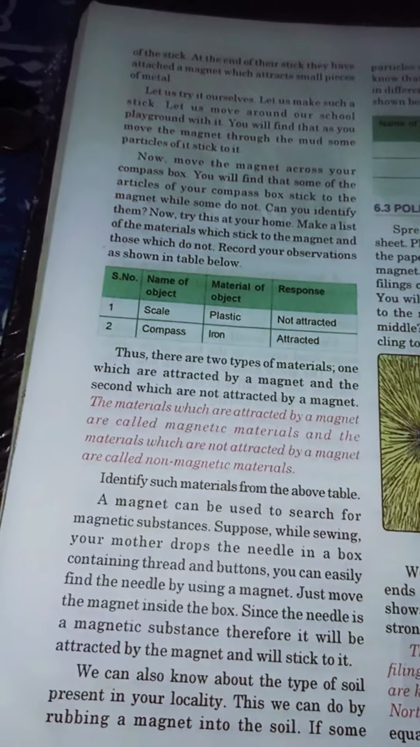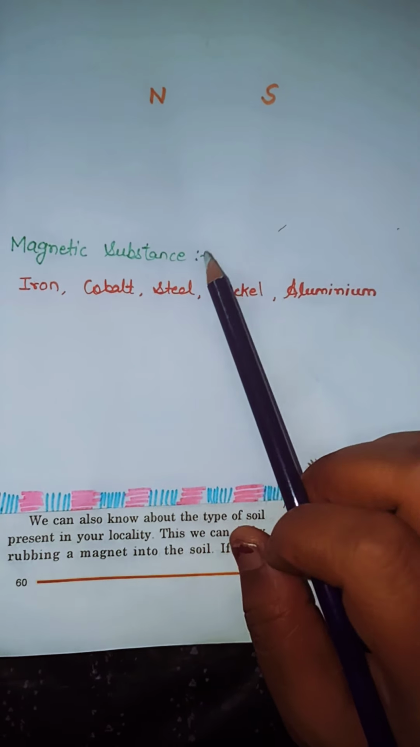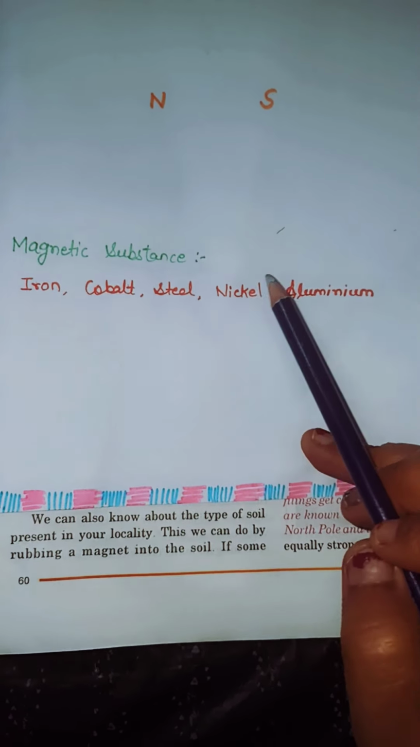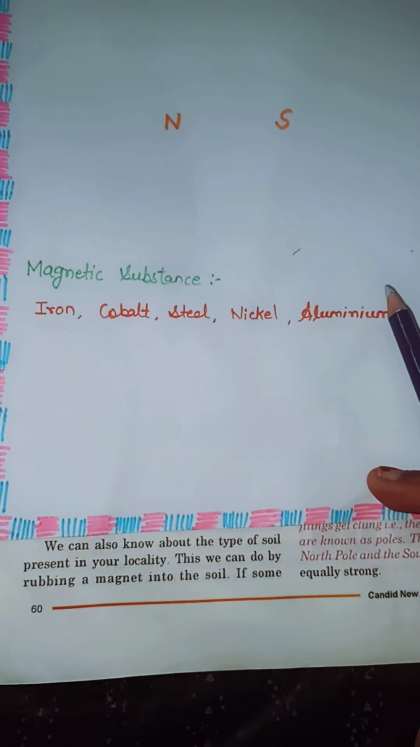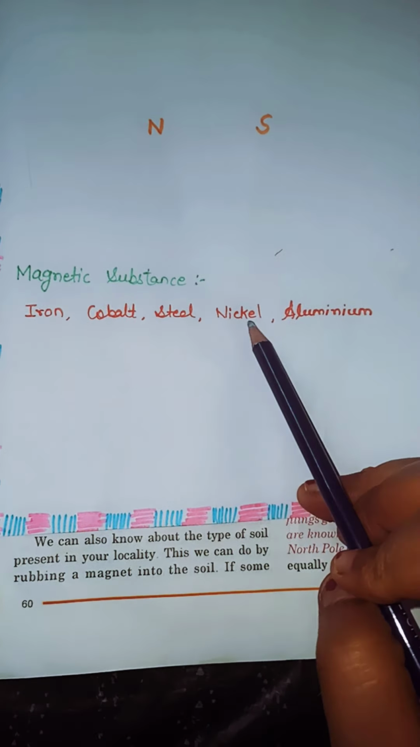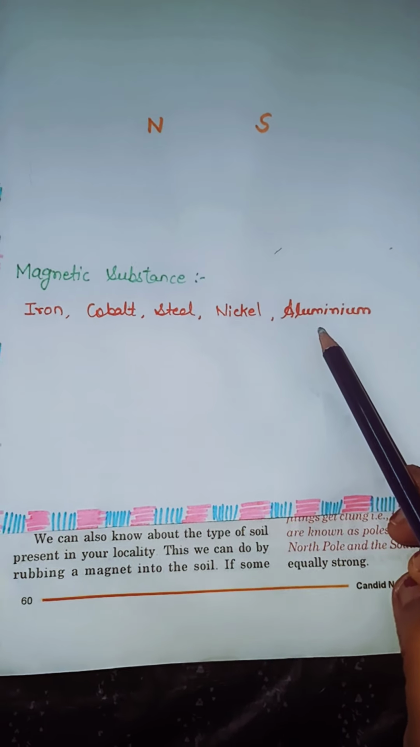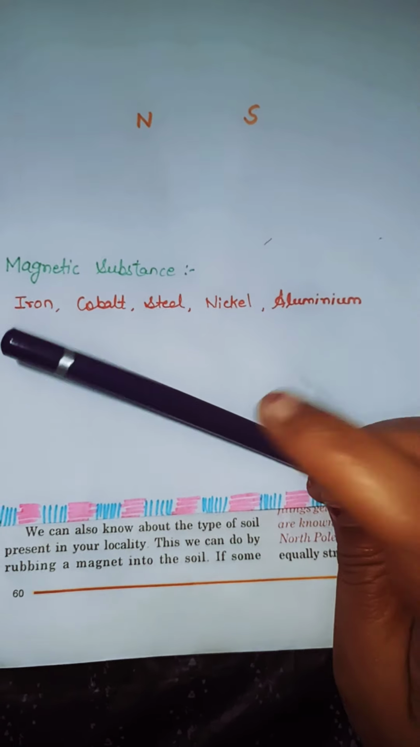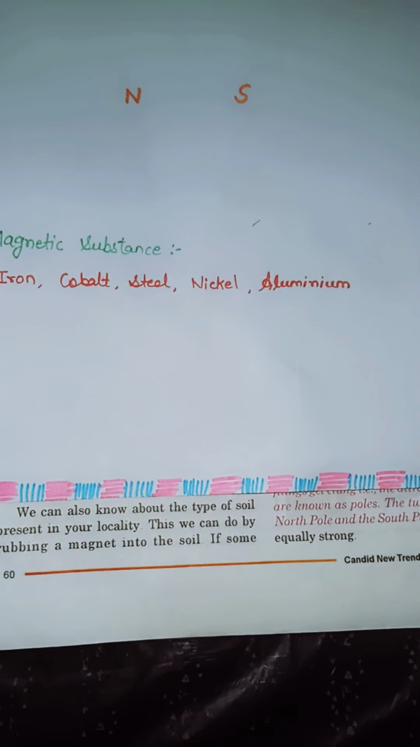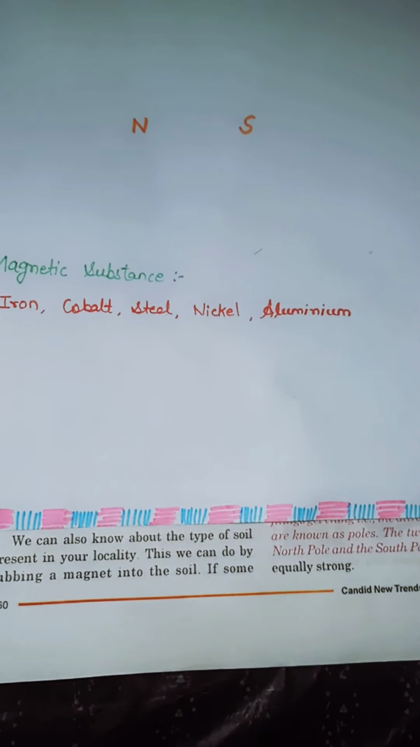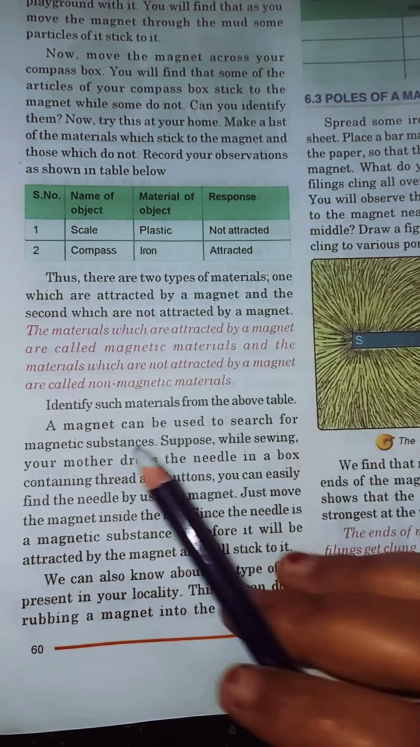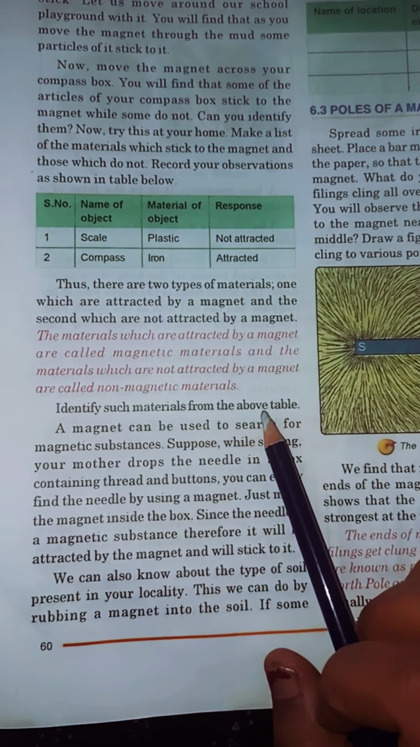Okay, so here we can see some of the magnetic materials, the names of the materials which got attracted by the magnet. Those materials are iron, cobalt, steel, nickel, aluminium. And non-magnetic materials we can see are wood, plastic or glass, or cloth or wool. So these are the non-magnetic materials. Identify such materials from the above table.